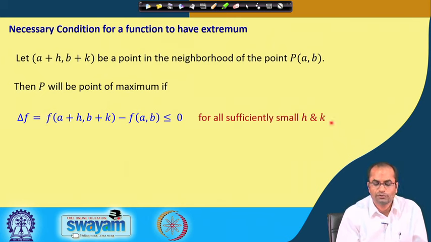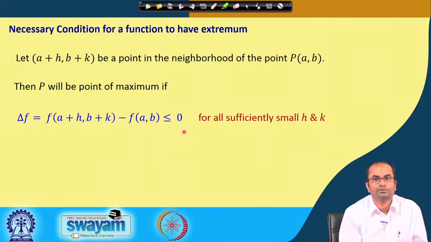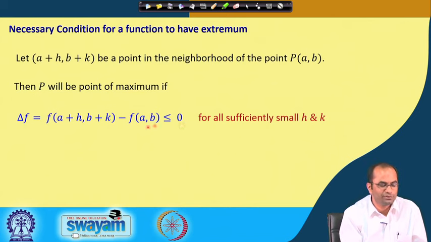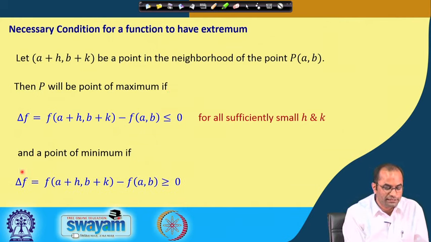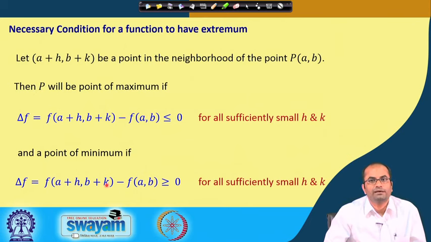This holds for all sufficiently small h and k. Whatever h and k we take in the neighborhood of the point (a, b), this value will be less than or equal to 0. In other words, there will definitely be a neighborhood of the point (a, b) where delta f is less than or equal to 0 for all values of h and k. And this point will be called a point of minimum if delta f is greater than or equal to 0. The other way around, f(a, b) will be a lower value than f(a + h, b + k) for all sufficiently small values of h and k.